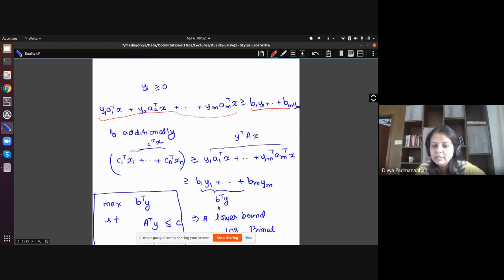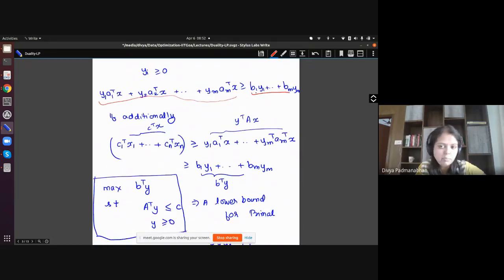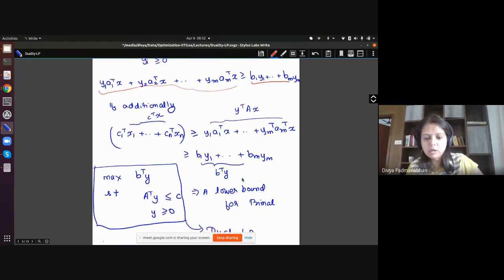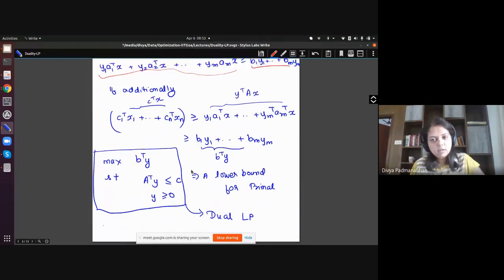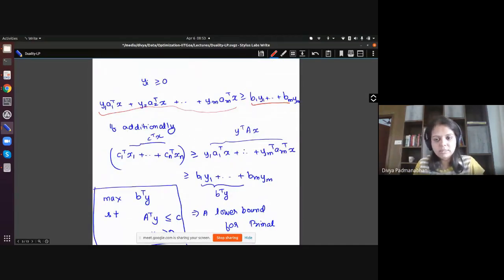In the general form, what you would write is b1 y1 plus up to bm ym, which is just b transpose y. And these constraints are just A transpose y less than or equal to c, and y greater than or equal to 0. This is how you'd represent the dual form. So go back and try to work this out. Convince yourself that what you're going to get here is indeed A transpose y.